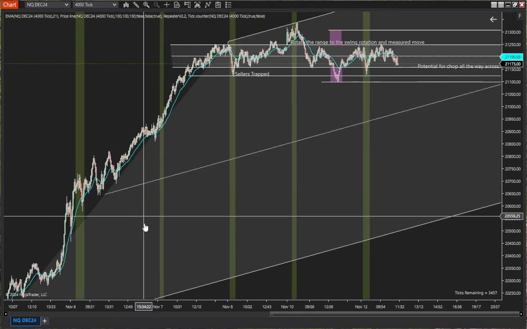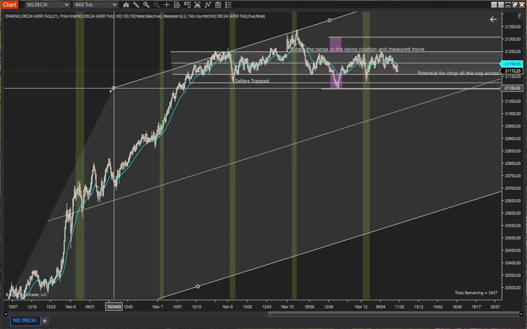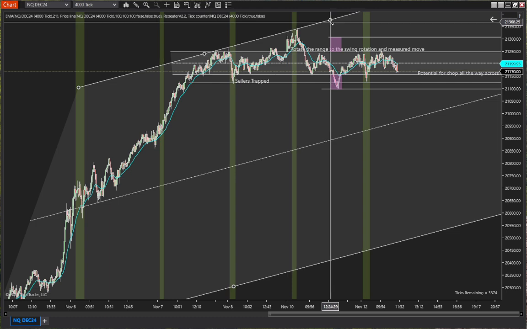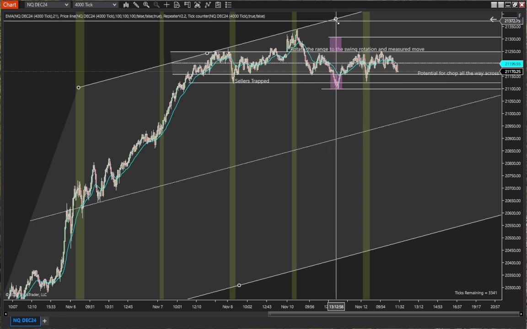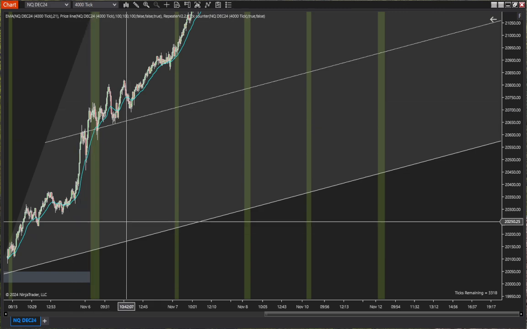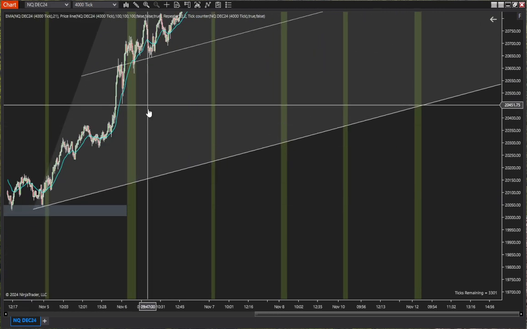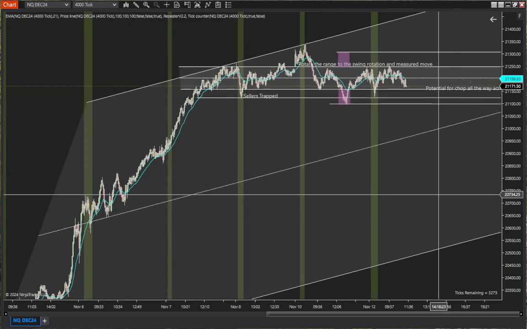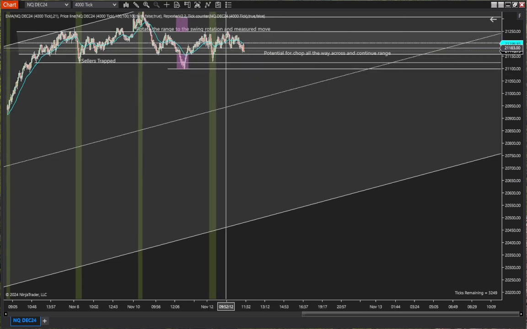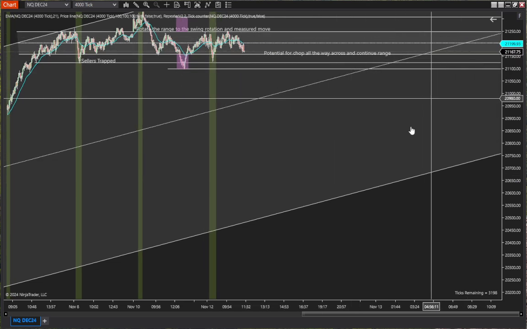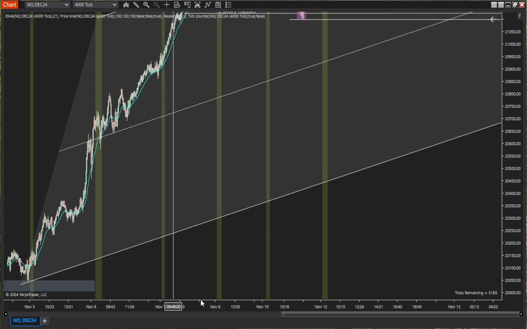All right, do we have anything matching up? Let's bring this over. All right, we have the midlines matching up. All right, let's see if we're down here at the bottom. Okay, we're at the bottom. Midlines are matching up. We are chopping. We might need a little rotation. We might get a large balance coming across, small pullback, and then we rip higher. But there is quite a lot of room.